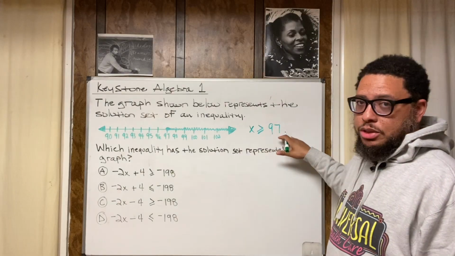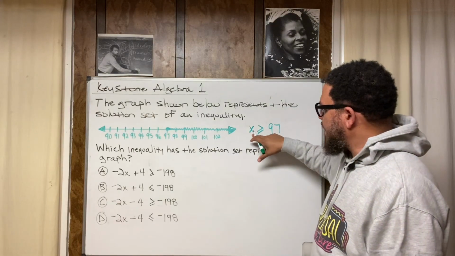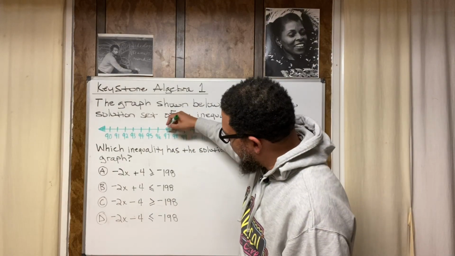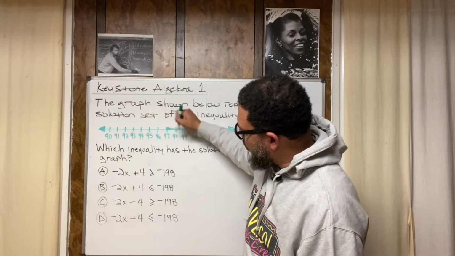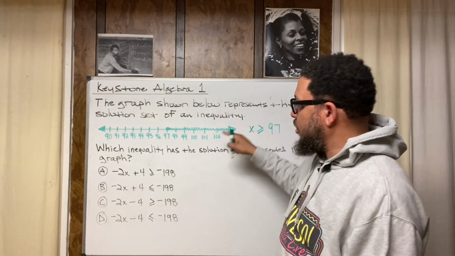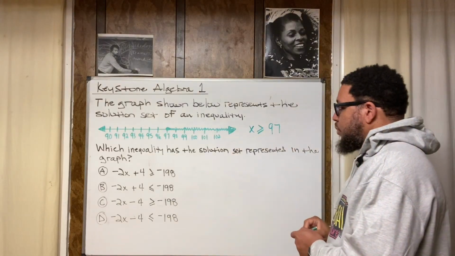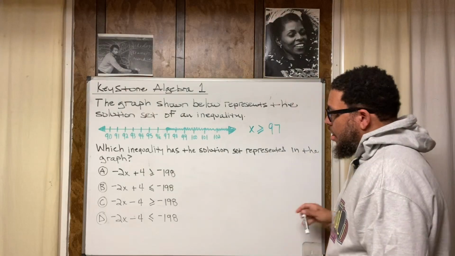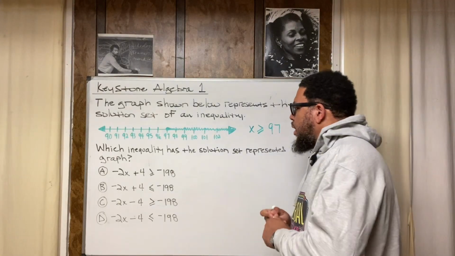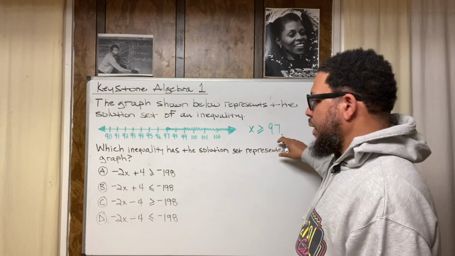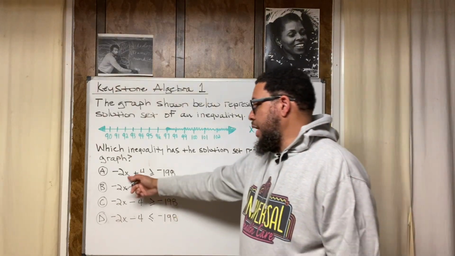Math language. Understand the language of math. x is greater than or equal to 97 because 97 is included. That's a darkened-in circle, and everything to the right of 97 is also shaded in. So we got x is greater than or equal to 97. Then we go to letter A. Now, I want to see which one of these is equivalent to x is greater than or equal to 97, so I want to solve for x.